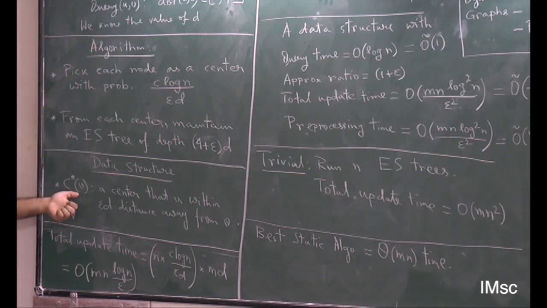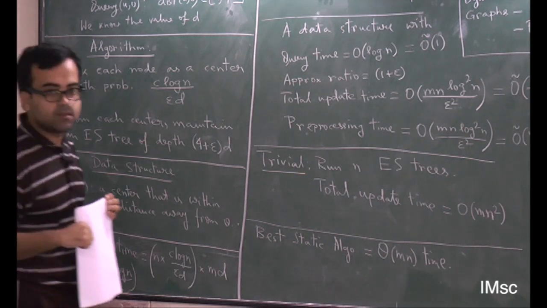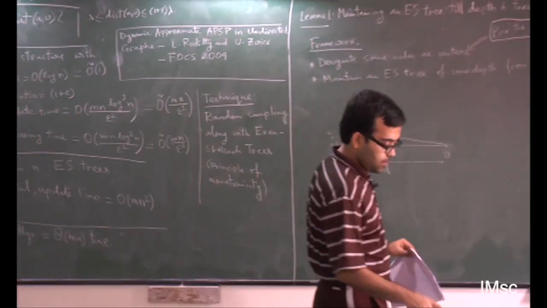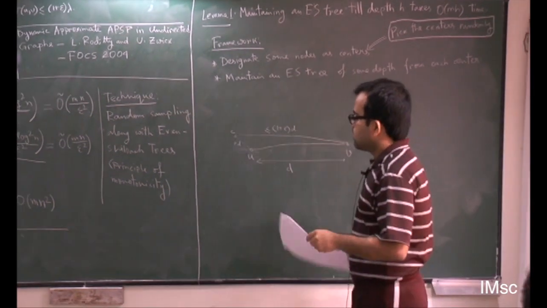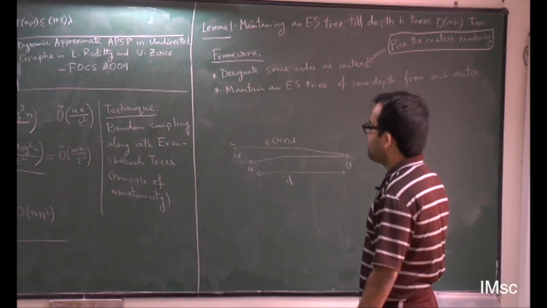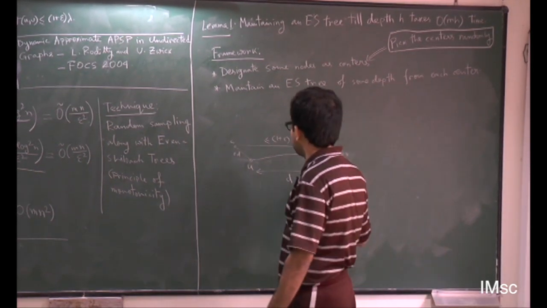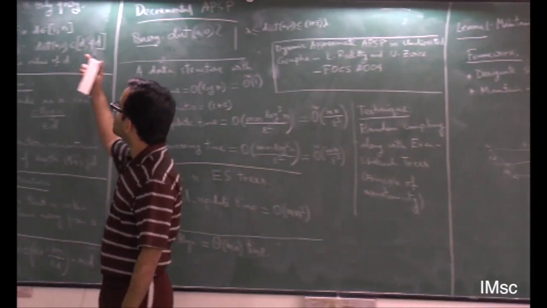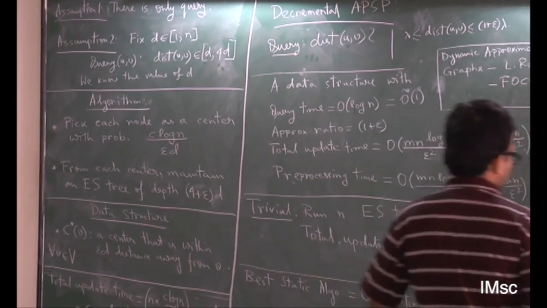The pointer C star of v and try to update it. Is this fine? Any question? So, the total update time is going to be this much. Okay. And now the approximation ratio. Sorry, not the approximation ratio. First of all, we need to show that we can answer the query correctly with high probability.